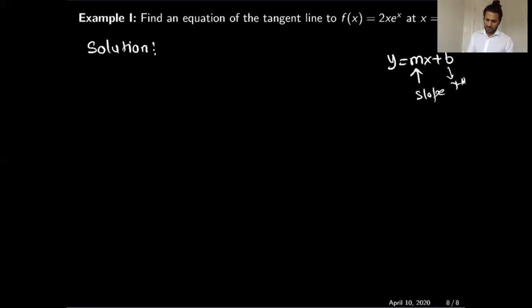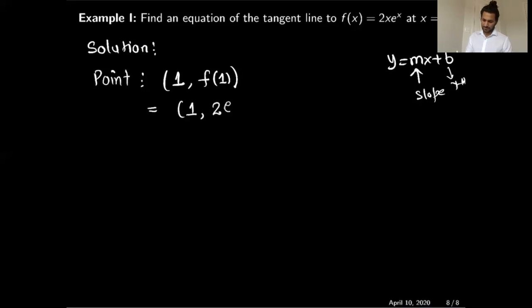So first thing is that we will calculate the point. We can calculate the y-intercept later on. The x value is given as 1. If you want to calculate the y value of the function, you will just plug that x value into the function. The tangent line is going to pass through this point. If I plug 1, it's going to be 2e. So one condition is the tangent line passes through this point. Now we will calculate the slope.